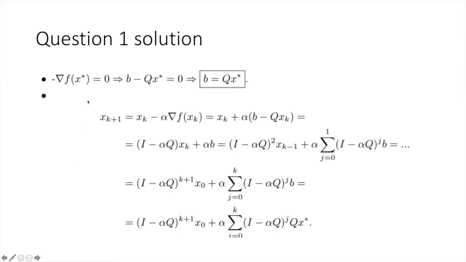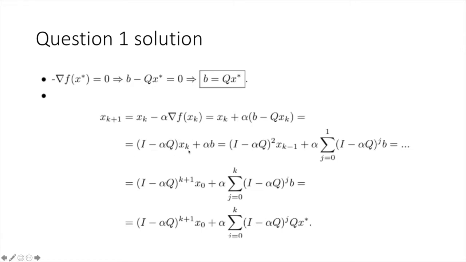The optimality condition is that the gradient itself is 0, meaning that b is equal to Qx star, and the gradient is b minus Qx. And so, by the definition of gradient descent, xk plus 1 is equal to xk minus alpha times the gradient, which is equal to xk plus alpha times b minus Qxk. But each of these xk's has been defined as well by the definition of gradient descent as xk minus 1 minus alpha times the gradient of f at the point xk minus 1.